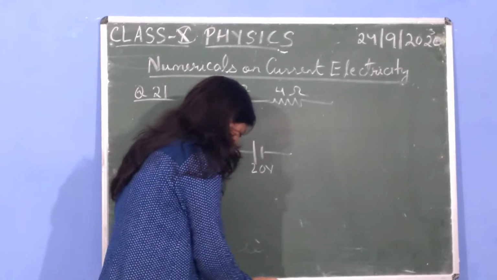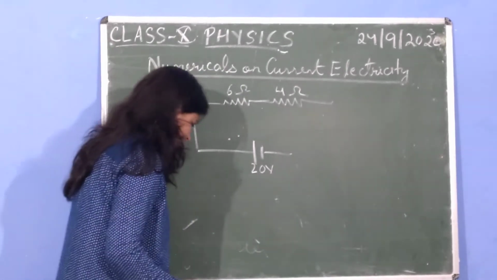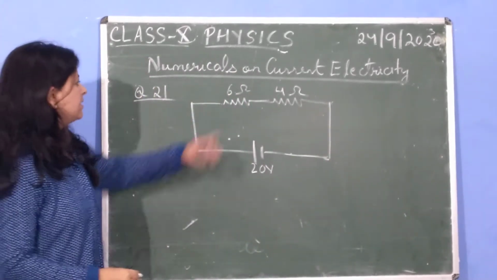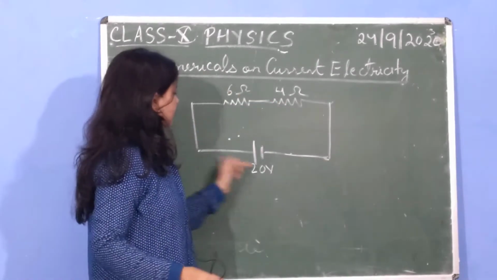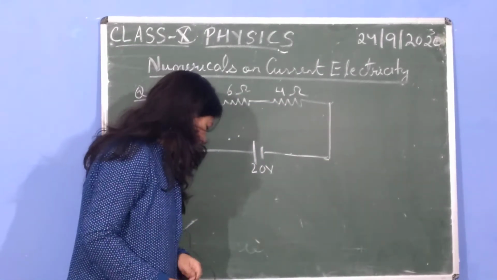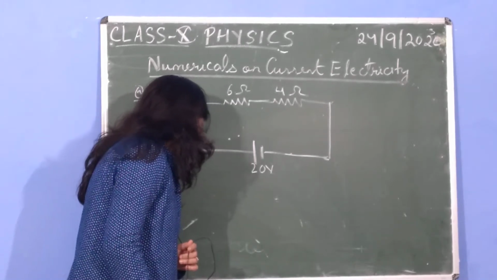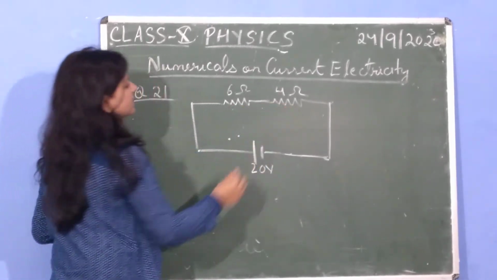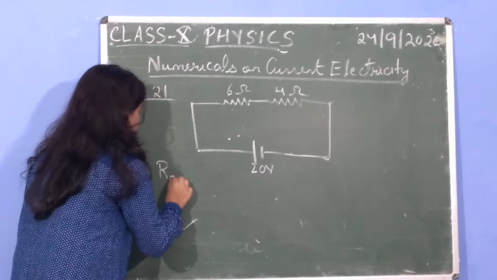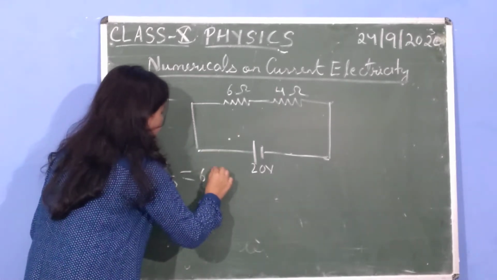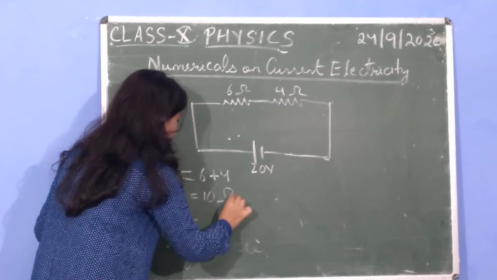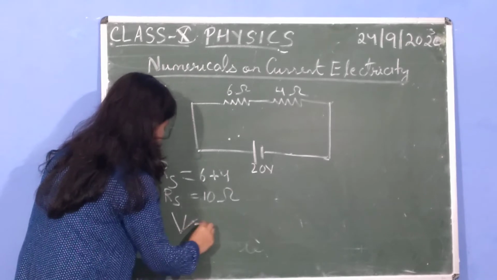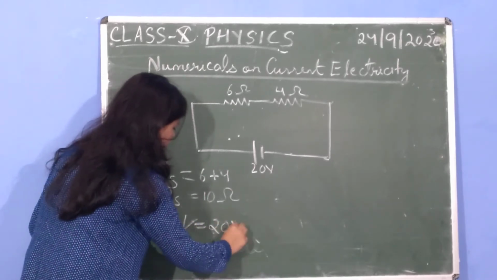Alright, so let's begin with the solution. First of all, let's complete the circuit diagram. This is the complete circuit diagram. Resistors 6 ohm and 4 ohm in series connected across a supply of 20 volt. Now the first part is to calculate the current in the circuit. For current, you should first find out the total resistance of the circuit, which is nothing but resistance in series, 6 plus 4, that is equal to 10 ohm. The total resistance is this much, and the potential difference applied across this combination is 20 volt.